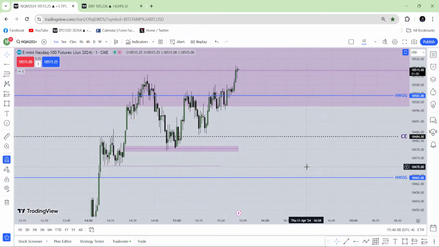I'm sorry, guys. So the perfect setup is the swing plus MSS plus fair value gap. Absolutely, crypto.